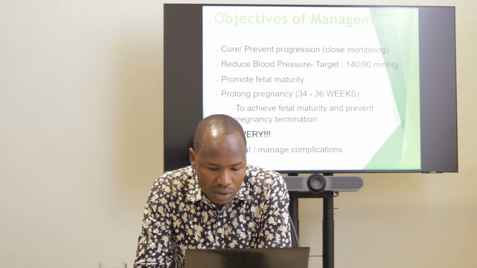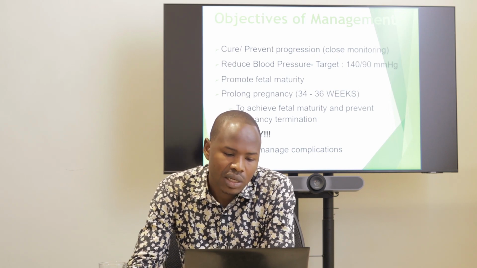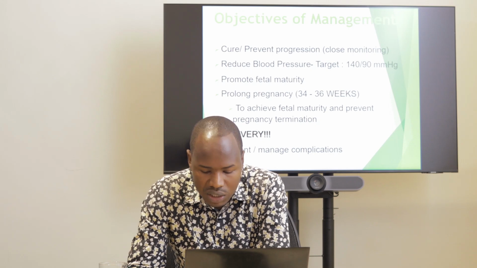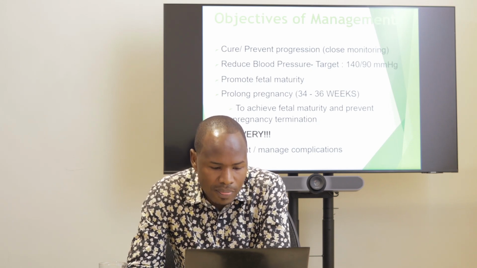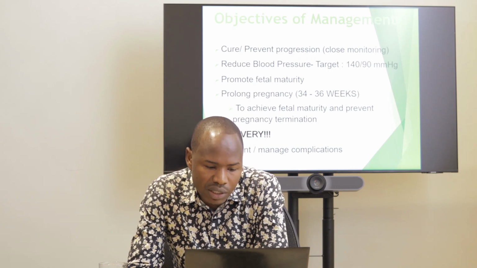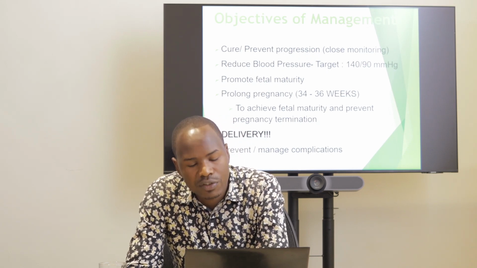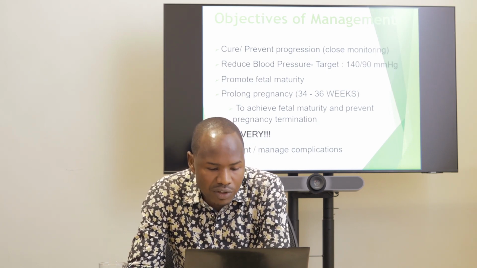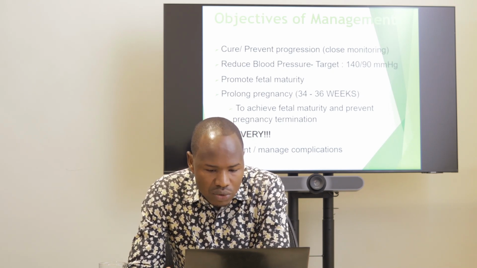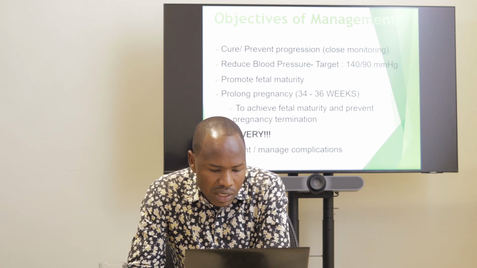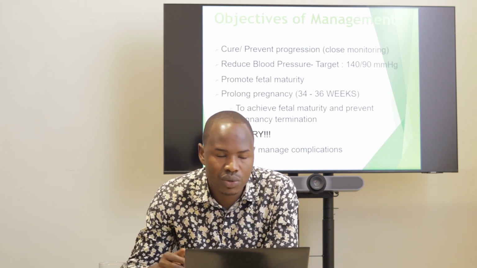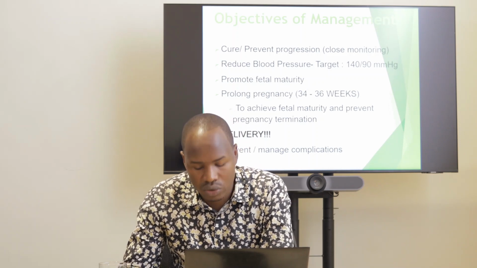see in the following slides, to prolong pregnancy at least between 34 to 36 weeks, and this is the aim of prolonging pregnancy, to achieve the fetal maturity and prevent pregnancy termination. Also, the aim is to deliver and prevent and manage complications, which can be postpartum or intrapartum.